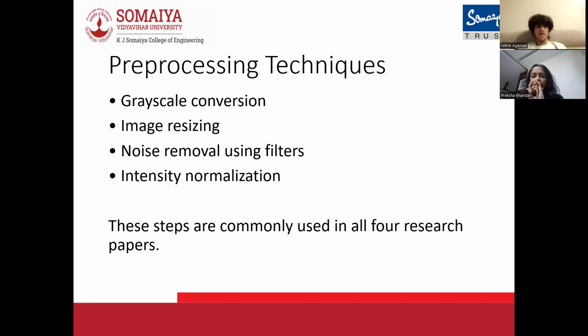Pre-processing techniques: images are converted into grayscale to reduce complexity. They are resized to a fixed size, that would be 100 by 100 pixels, depending on the code that we are writing. Then noise removal and normalization are applied, and this improves recognition accuracy and stability. These steps are commonly used in all of the four research papers that we've chosen.